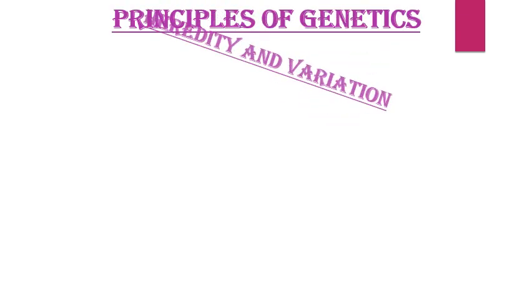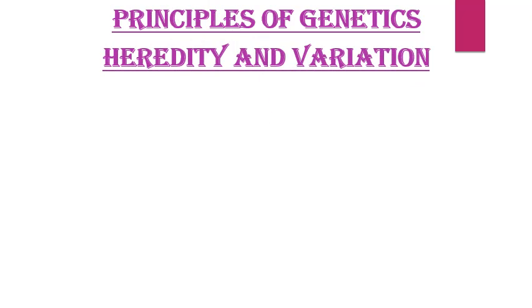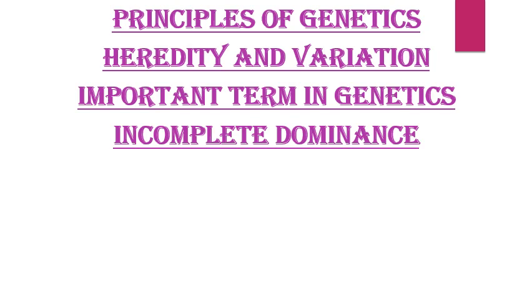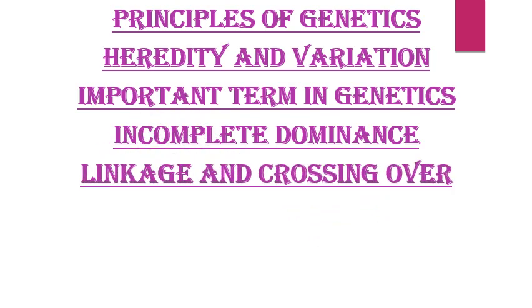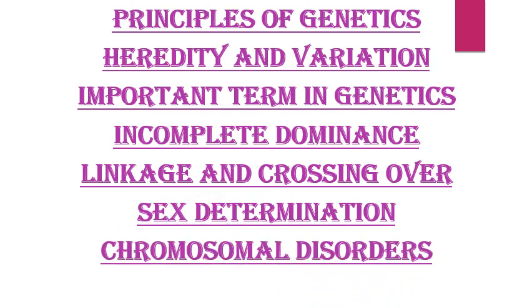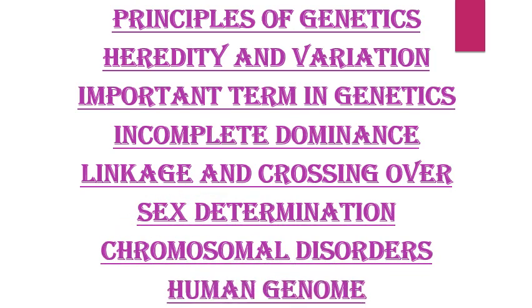Hello everyone. Today we are going to start chapter 21 of level 2, Principles of Genetics, Heredity and Variation, Important Terms in Genetics, Incomplete Dominance, Linkage and Crossing Over, Sex Determination, Chromosomal Disorders, and Human Genome.